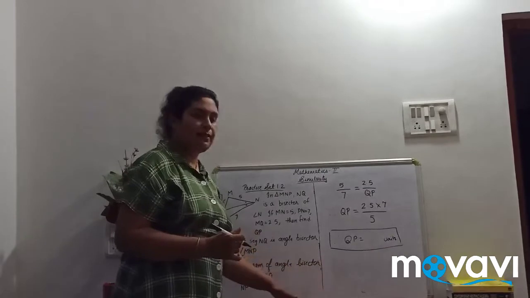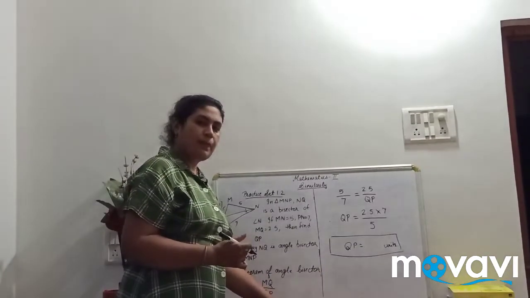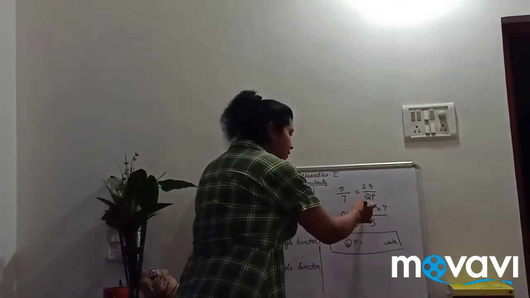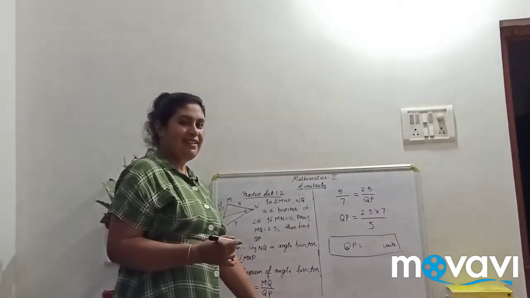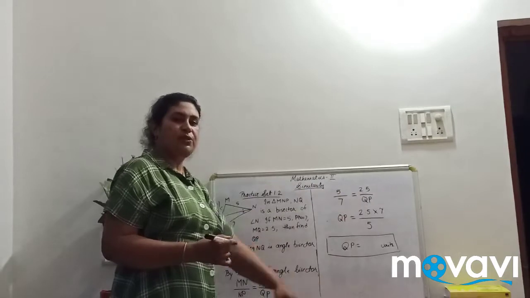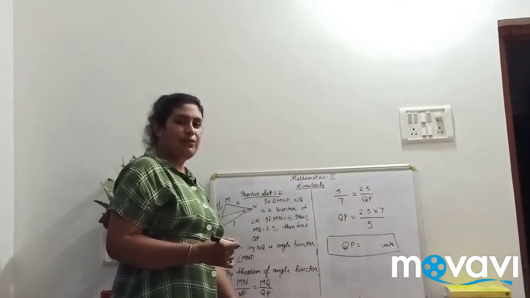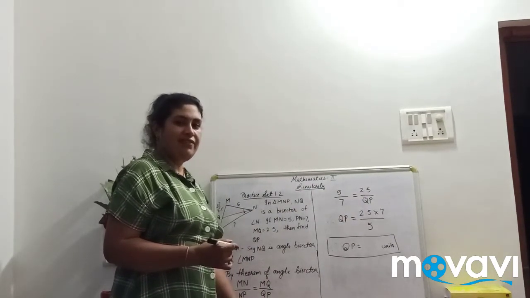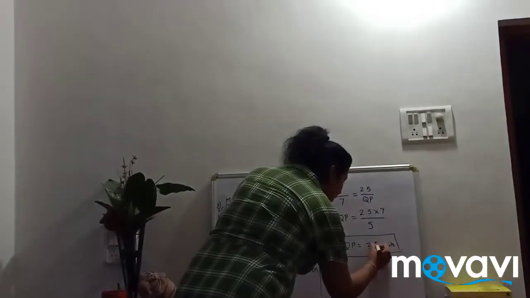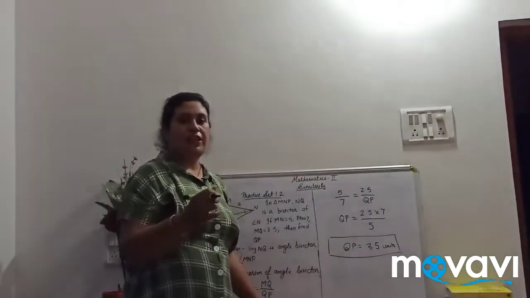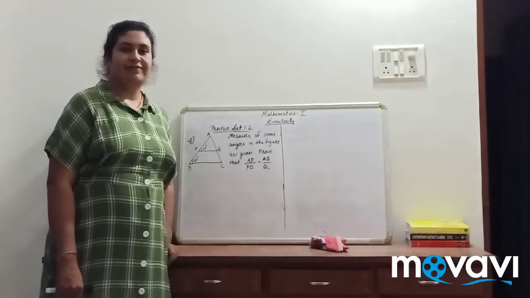What will be the answer? I'll cut this. This becomes 0.5. Right? So 0.5 into 7. What is it? 3.5. Right? So your answer will be 3.5 units. Just check it out. Let's proceed further.